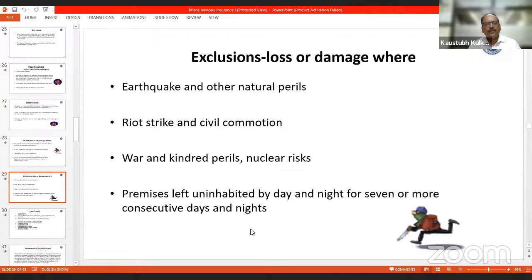Premises left uninhabited by day and night for 7 or more consecutive days and nights. This is a very important exclusion. In case of premises which are left uninhabited, where there are no visible marks or there are no persons engaged in the business premises consecutively for 7 or more days and nights, and if any burglary takes place, those will be excluded.